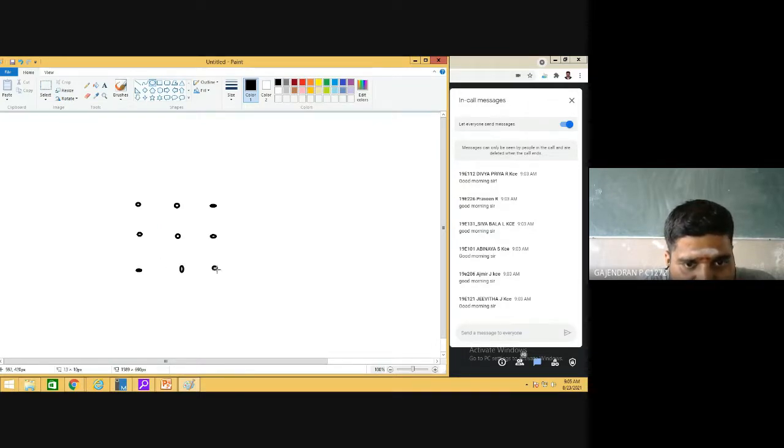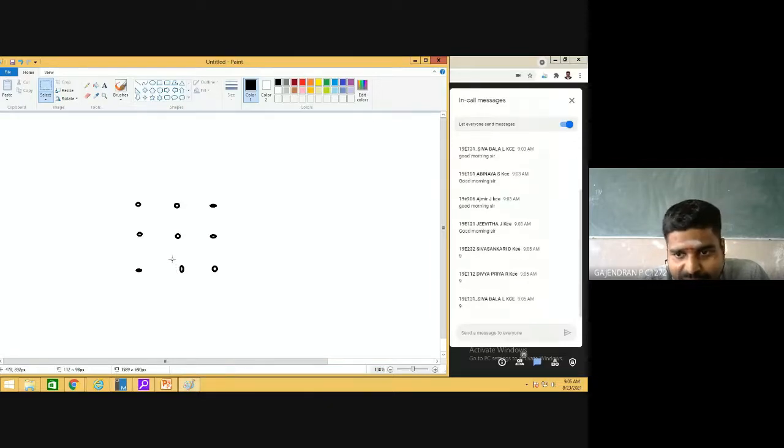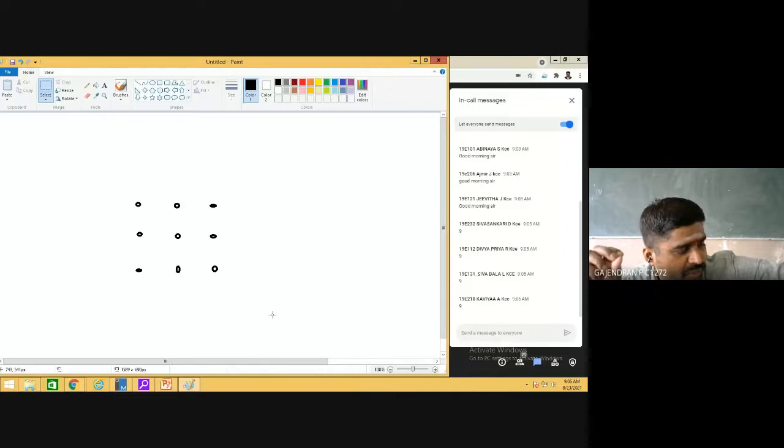How many dots can you see on the screen? How many dots are there? 9 dots. Okay, yes. Now, let me tell the task. Using 4 straight lines, you need to join all the dots. Please take a paper. Let me give 1 minute to you. Using 4 straight lines, you need to join all the 9 dots.